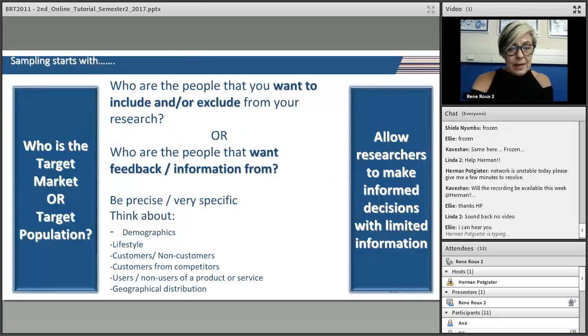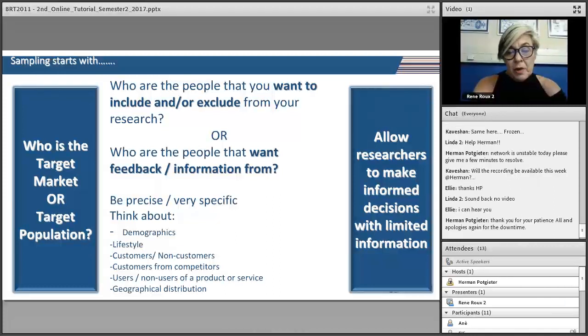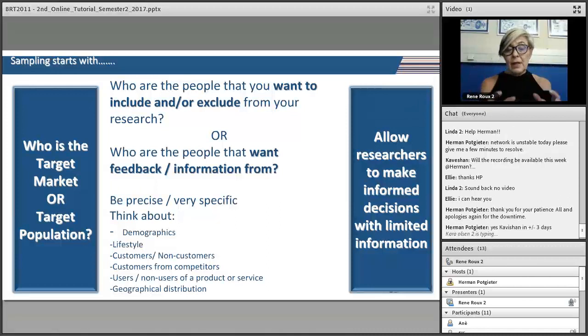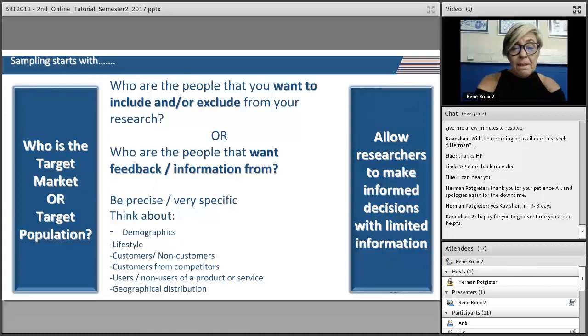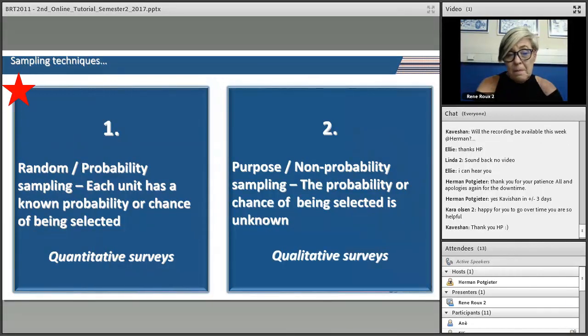Study Unit 8 is sampling. I'm just going to start pushing because I can see we're running out of time, and I'm really sorry about this. Sampling starts with the target market. Who is your target population? And it allows ultimately researchers to make informed decisions based on a limited group of people's feedback. So you really have to think about who do you want to include or exclude from your research. What are the type of information that you need from them?